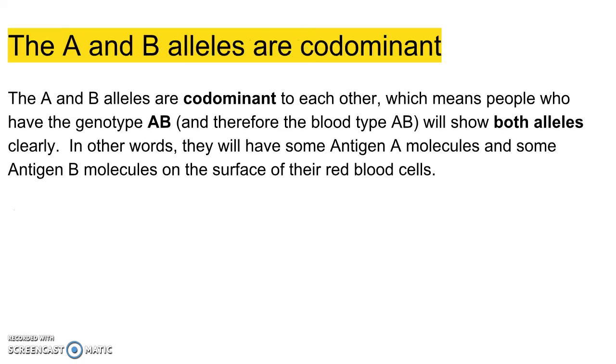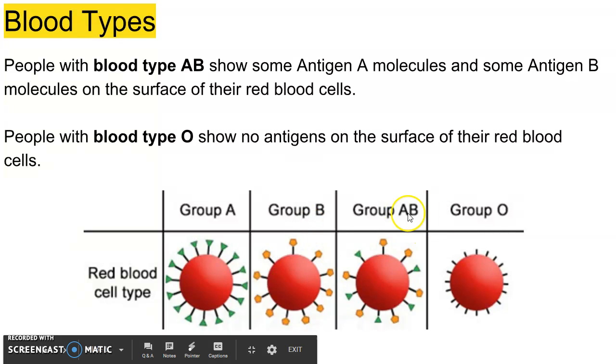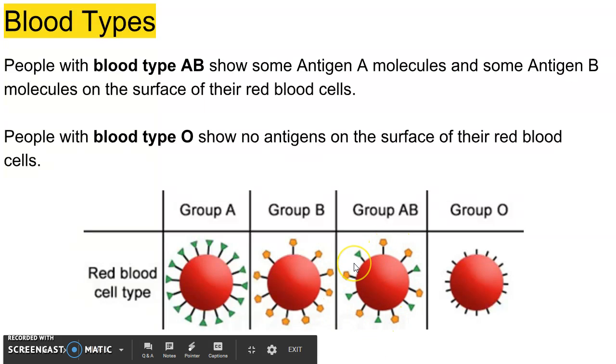Okay. Now, how do the A and B alleles interact with each other? They are codominant to each other. And so if you get one of each allele, you have the genotype AB, you're going to show both alleles clearly in their pure form. So we saw this here. If you have genotype AB, you have blood type AB, and you're going to show some A antigens and some B antigens separately from each other on the surface of the red blood cell.